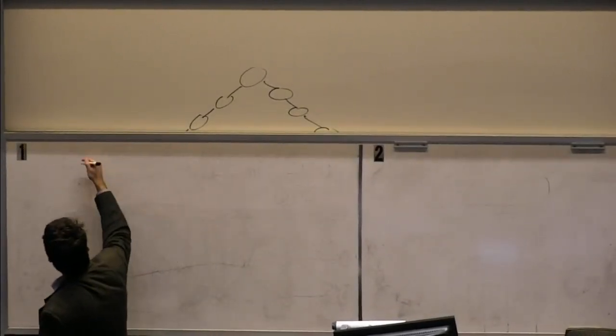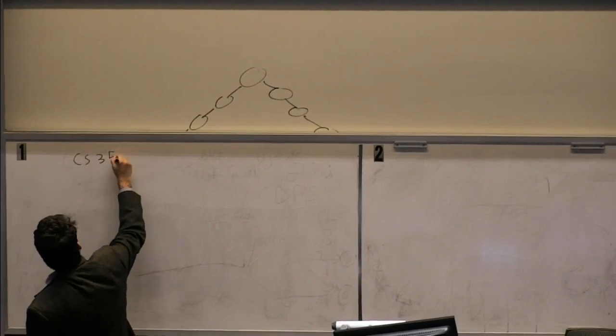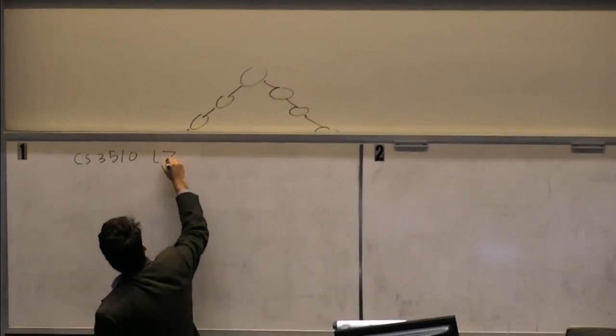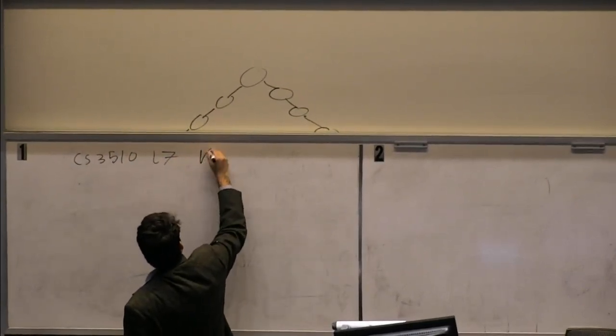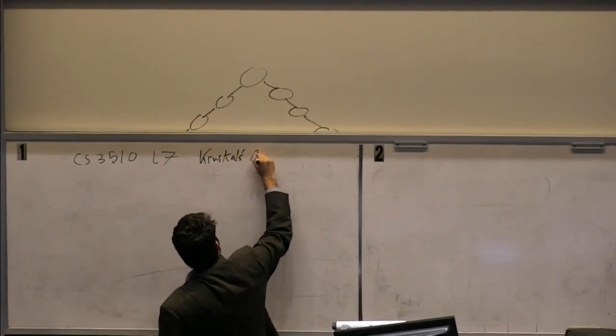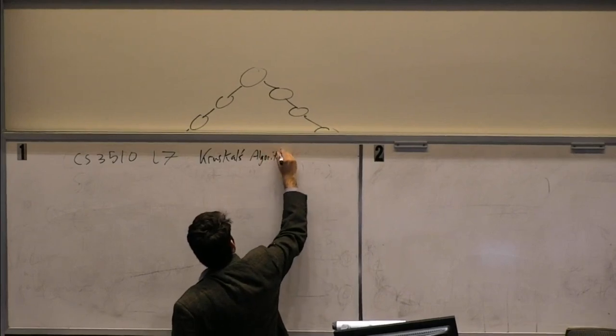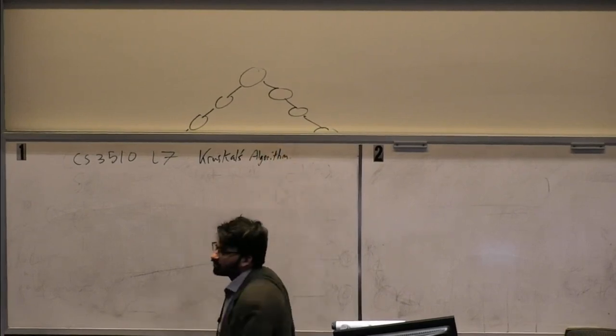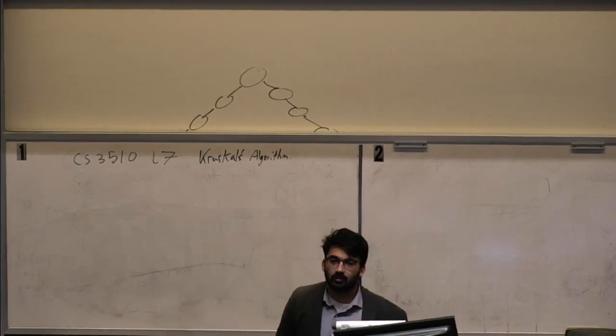This is lecture 7 on Kruskal's algorithm. This is a greedy algorithm which solves what's called the minimum spanning tree problem.